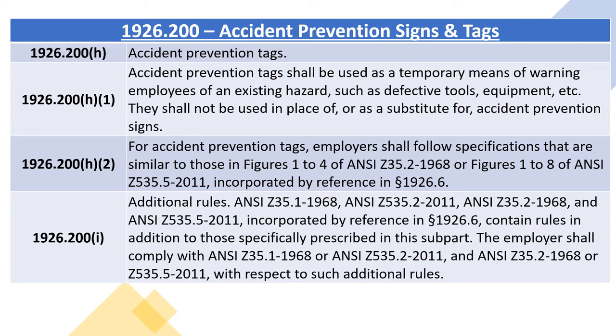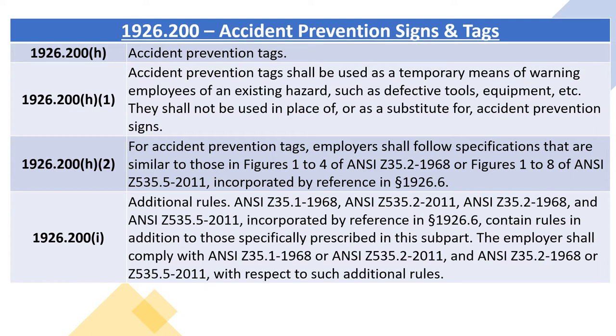1926.200(h)(2), For Accident Prevention Tags, employers shall follow specifications that are similar to those in Figures 1-4 of ANSI Z35.2-1968 or Figures 1-8 of ANSI Z535.5-2011, incorporated by reference in Section 1926.6.